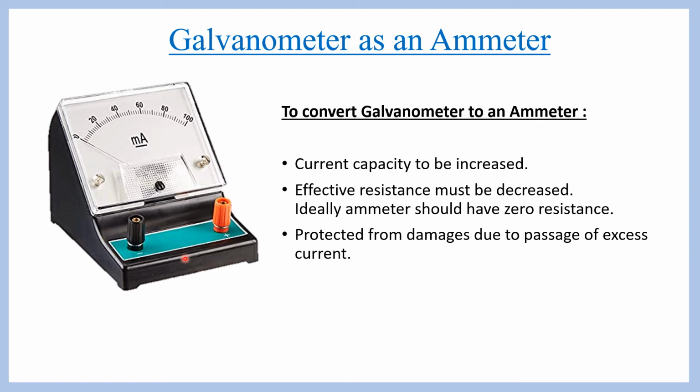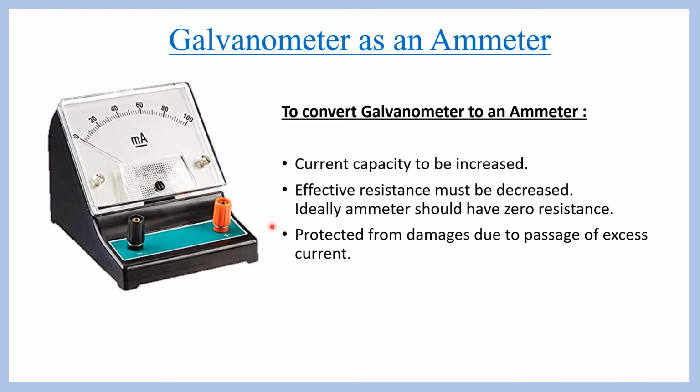Now if a very high current is passing through this ammeter, there are chances that the needle may get bent, and that may damage the instrument that we are using to measure the current. So we have to protect the instrument from all these possible problems. All these points can be achieved, that is, increasing the current capacity, decreasing the effective resistance of the galvanometer, and protecting this instrument from damage.